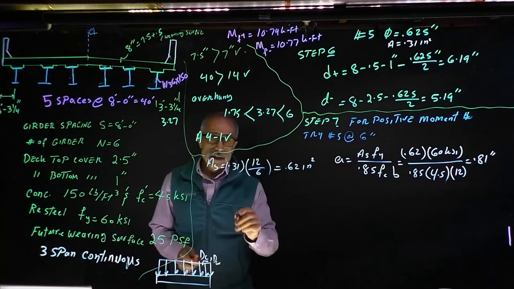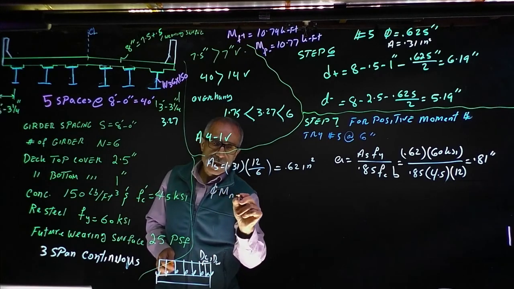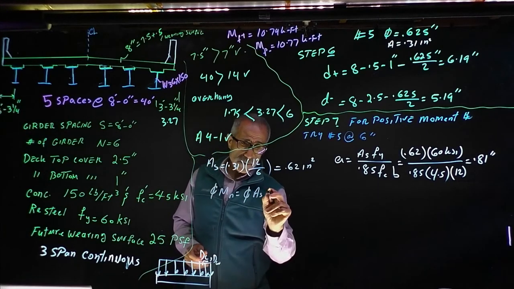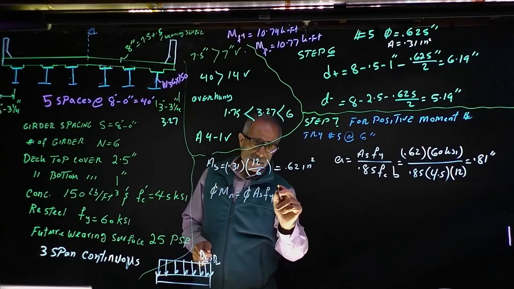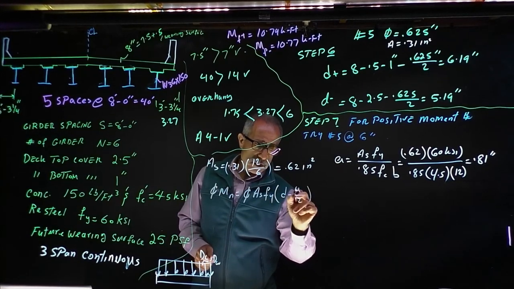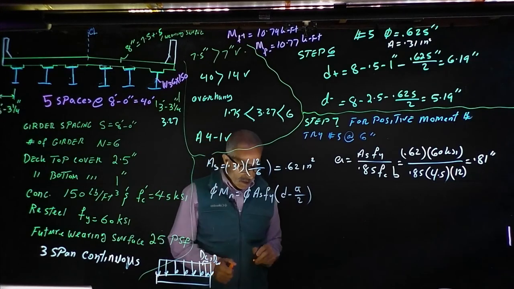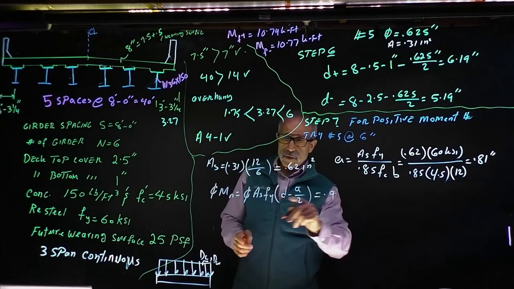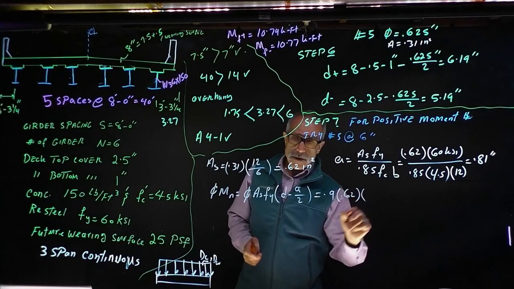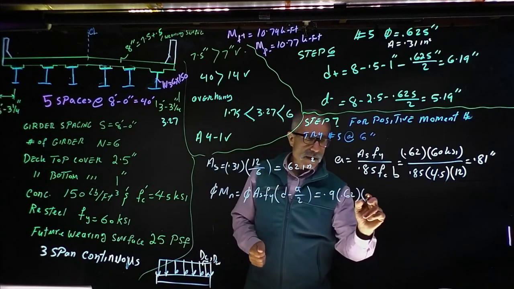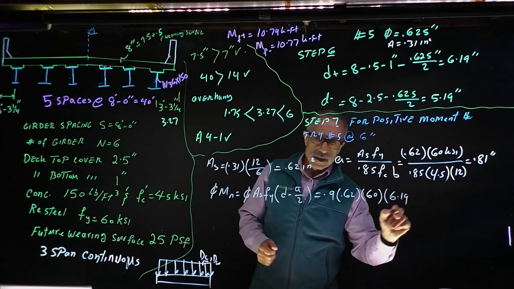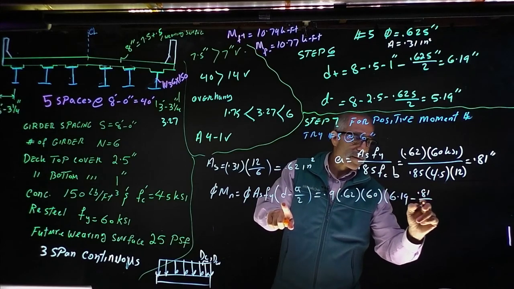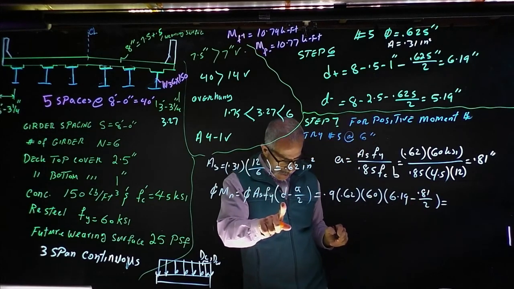And now we know that phi times Mn, the nominal moment, is the same as phi times AS multiplied by fy times d minus a over 2. You've seen this formula 1,000 times in reinforced concrete design. So now we're going to have 0.9 multiplied by 0.62 and multiplied by 60 times 6.19 minus a divided by 2. a was 0.81 divided by 2. So now I'm going to get right here.